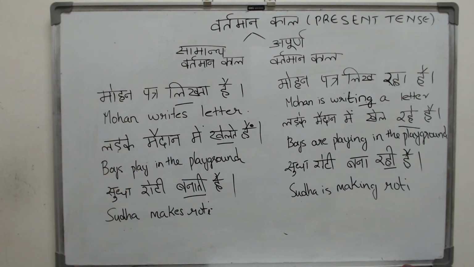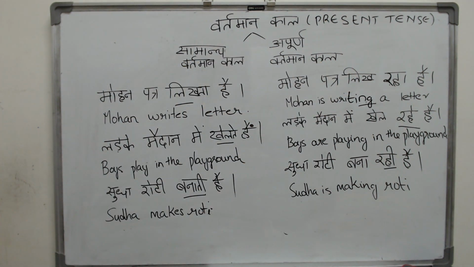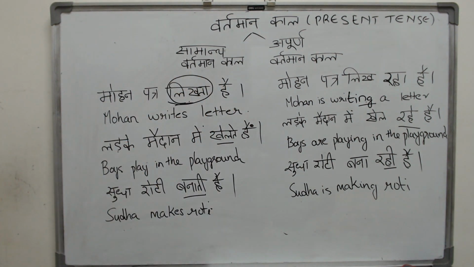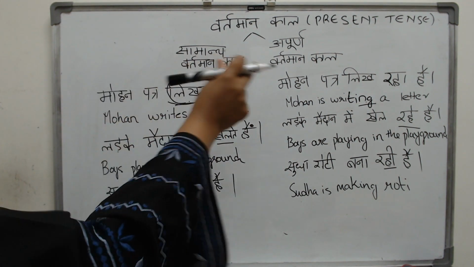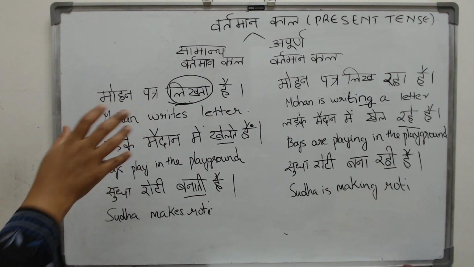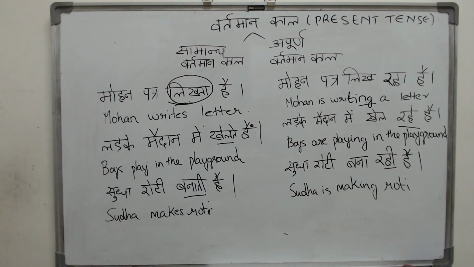Now look at these sentences. What difference do you see? Mohan is Mohan, Patra is Patra. What is the only thing where you change, you see the change? It is in the verb form. So verb is any work you do. Only that form changes. So if we have to change a sentence from the Samanya Vartaman Kal to the Apurna Vartaman Kal, we just have to know how the verb changes. That is what we will see next.